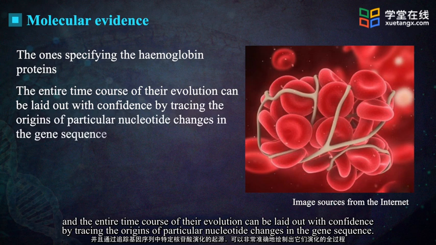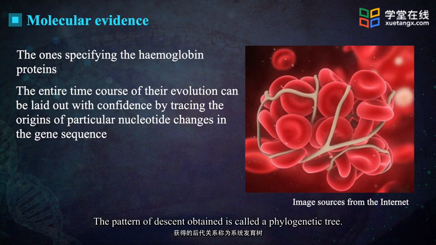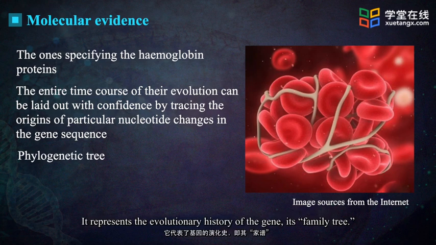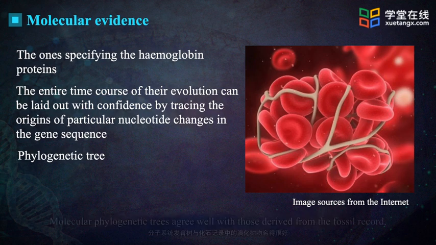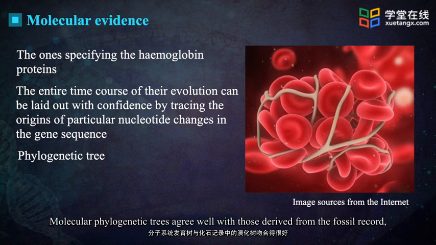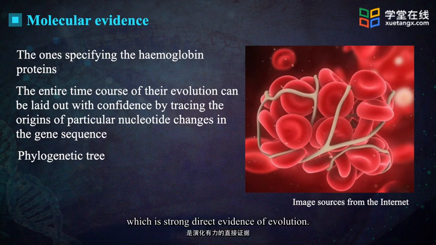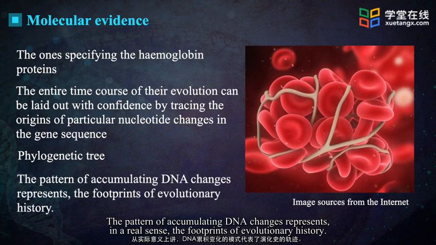And the entire time course of their evolution can be laid out with confidence by tracing the origins of particular nucleotide changes in the gene sequence. The pattern of descent obtained is called a phylogenetic tree. It represents the evolutionary history of the gene, its family tree. Molecular phylogenetic trees agree well with those derived from the fossil record, which is strong evidence of evolution. The pattern of accumulating DNA changes represents, in a real sense, the footprints of evolutionary history.